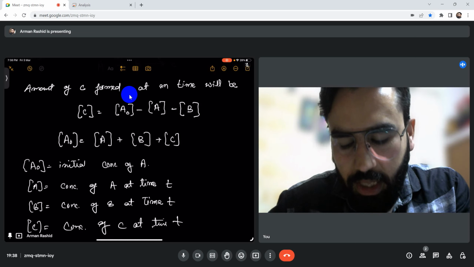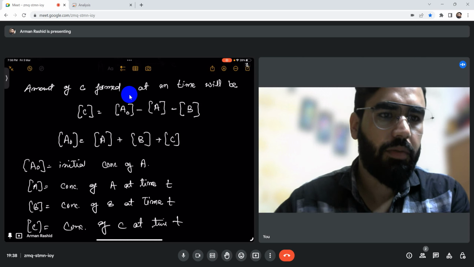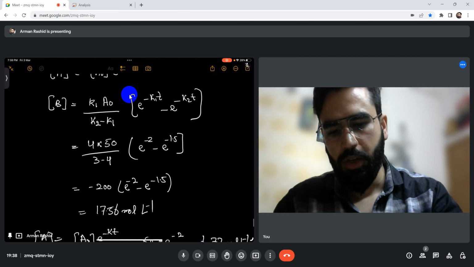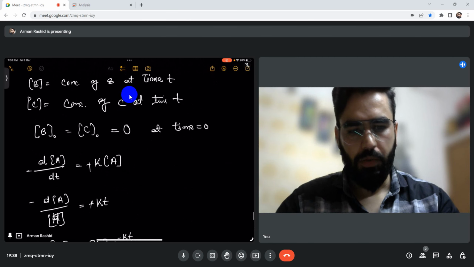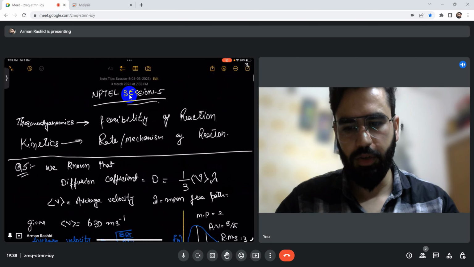Then similarly the concentration of B after time t, and from that we can determine the concentration of the C. Okay, so now I will give a brief overview of what we have solved today, and what the different questions were.